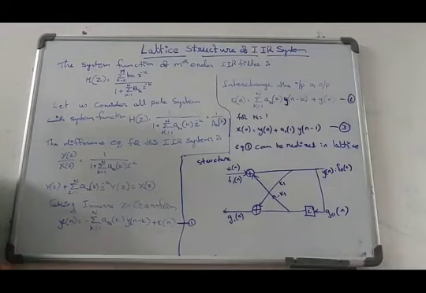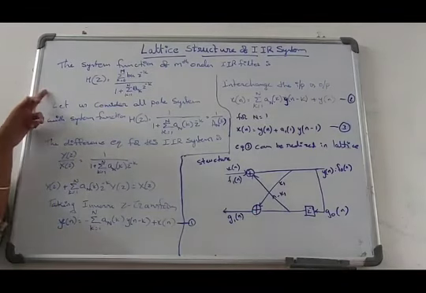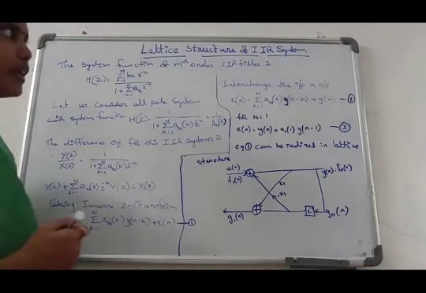Now I am going to discuss the lattice structure of IIR systems. This is the same lattice structure which is used in FIR filters also. So let us see the lattice structure. First, write the system function of an nth order IIR filter.